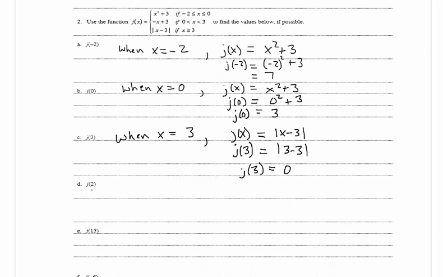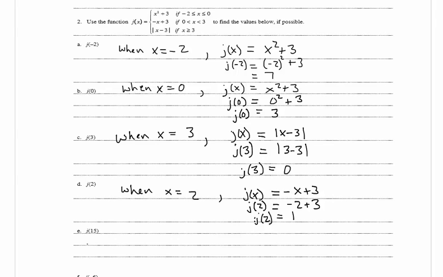In D, we want to evaluate j of 2, so when x is equal to 2, j of x is equal to, and we go up to our individual domains and we can see that 2 is in between 0 and 3, so j of x is equal to negative x plus 3. Now we're going to evaluate j of 2, which is equal to negative 2 plus 3. So j of 2 is equal to 1.